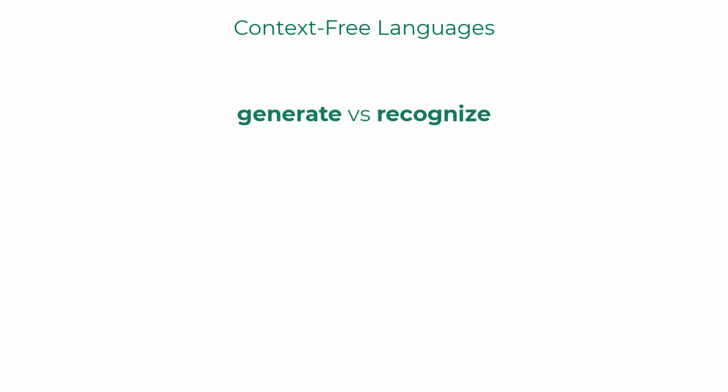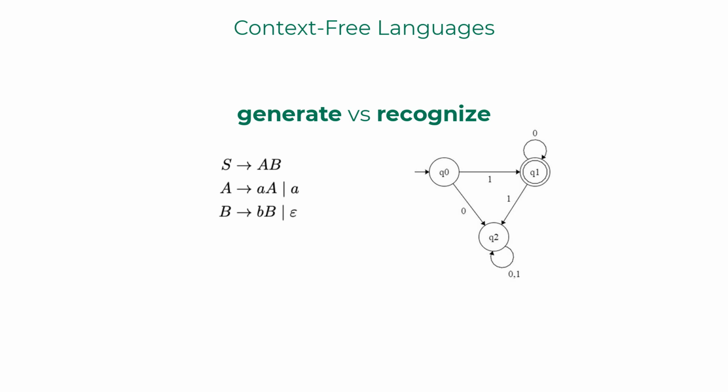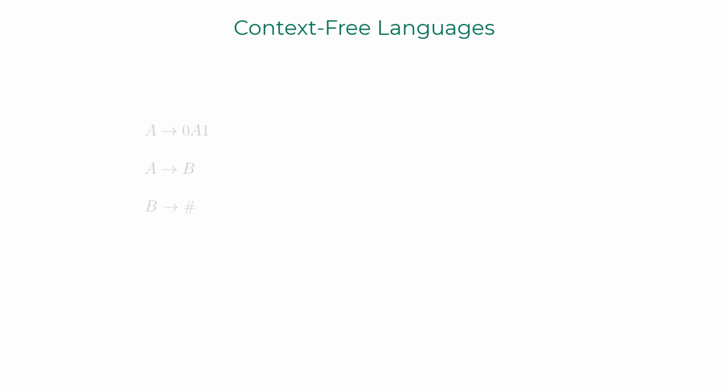If you heard what I said earlier keenly, I used the word generate instead of recognize. You heard it correct. Context-free grammars are used to generate languages, whereas DFAs and NFAs recognize languages. Let me start this topic with this example.